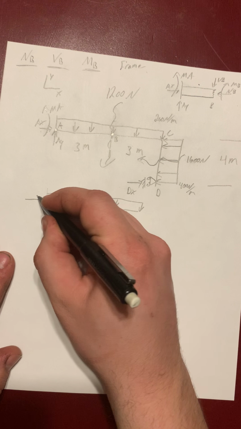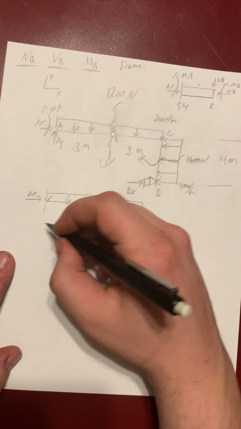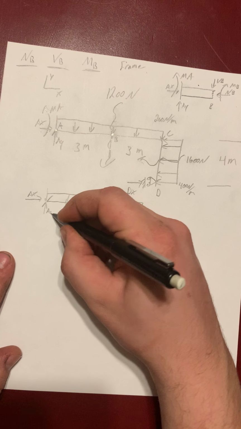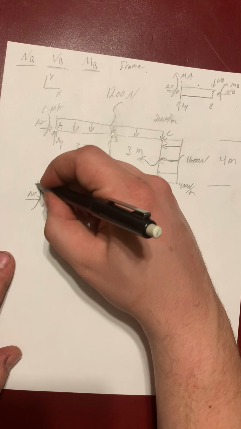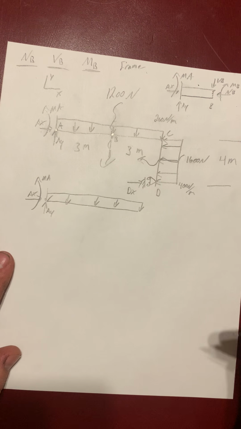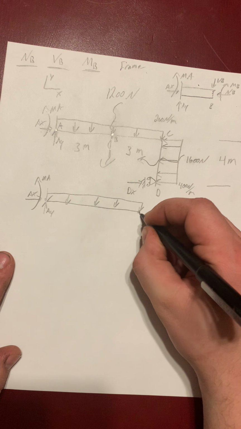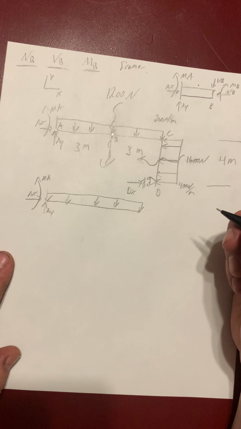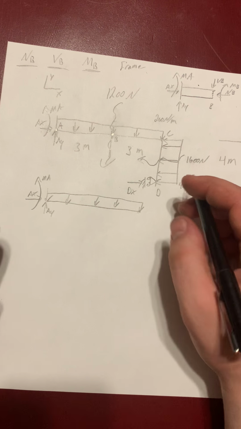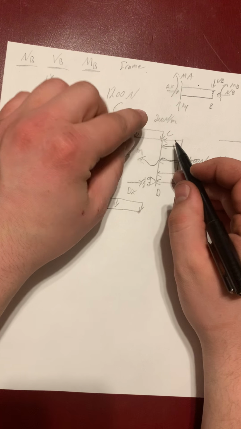Okay, it has some AX, it has some AY, and it has some moment about A. All right? Okay, and at this point C, we've taken apart a pin. So what we're gonna do is go back up to here and analyze this pin, okay?